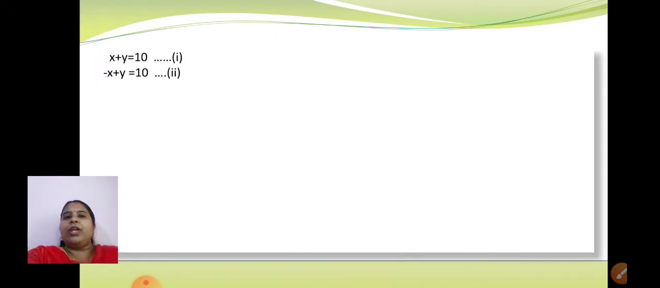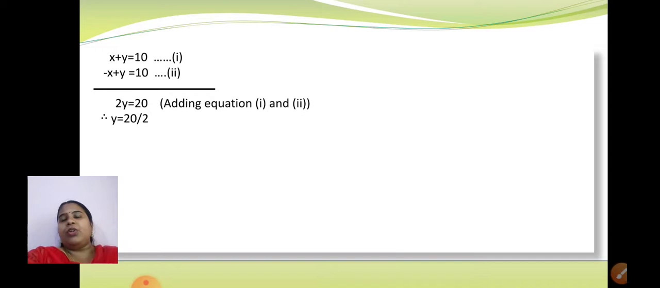Let us see. The first equation is x plus y is equal to 10. The second equation is minus x plus y is equal to 10. As I told you, by adding these two equations, equation 1 and 2, what will you get? 2y is equal to 20. X and minus x will get cancelled. Y plus y is 2y. 10 and 10 is 20. So y will be 20 by 2, that is 10. So put it in a box. This is one of the variables, that y is equal to 10.